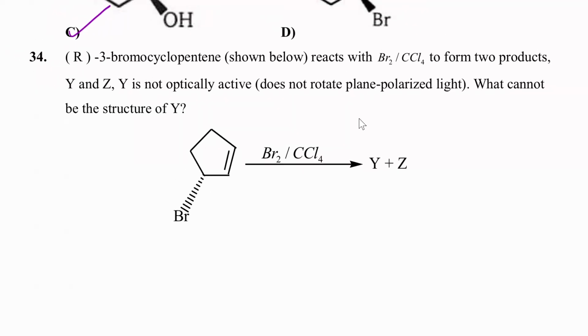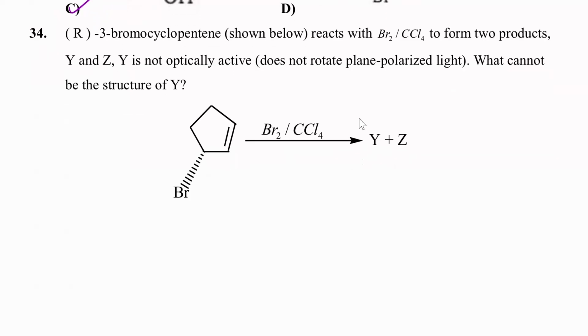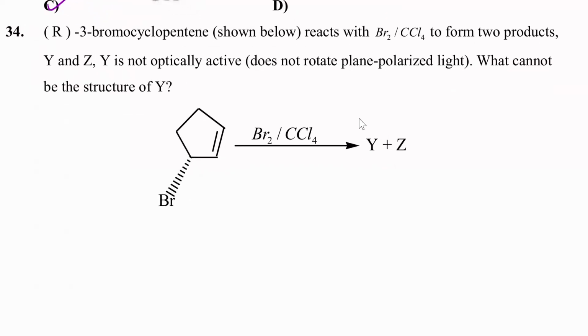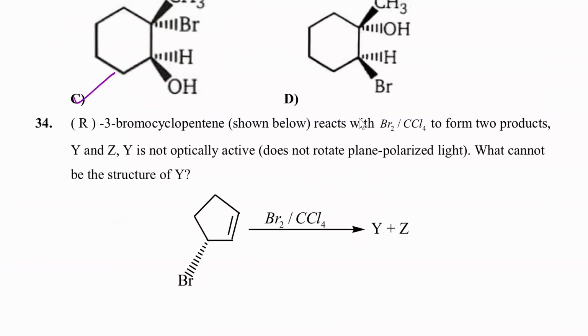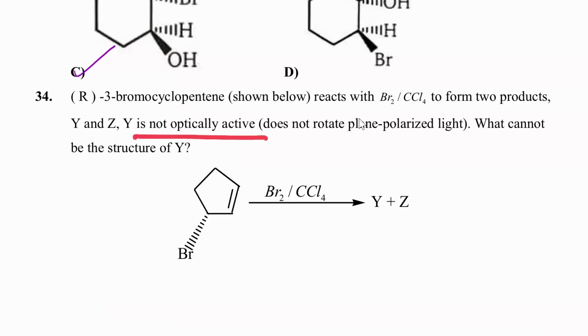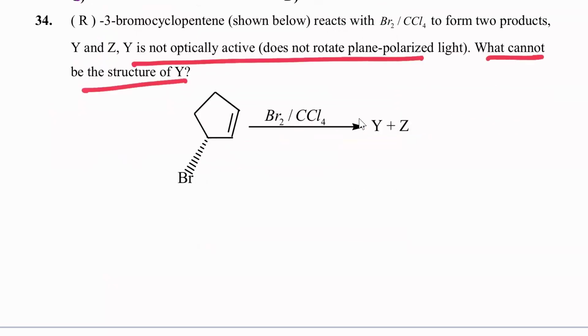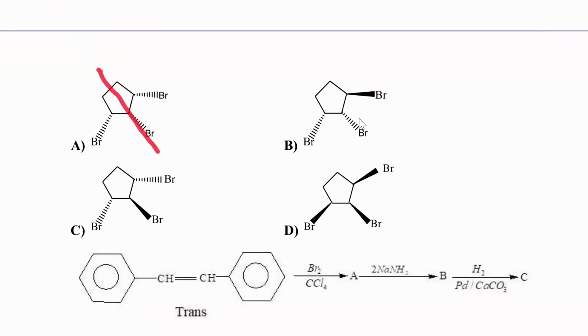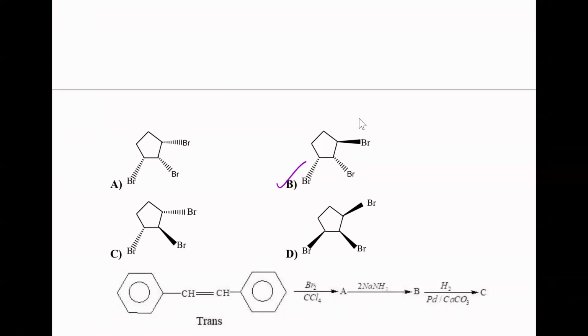3-bromocyclopentene reacts with Br2 or Cl2 to form two products. Y is not optically active. Which cannot be the structure of Y? You see Y is not optically active, which means it should be a meso form. So which cannot be Y? You can see this is a meso form. Okay, this one is not a meso form. So B. This one is a meso form, so this is Y. And this one is also a meso form. So this is not either. So these cannot be the cases.